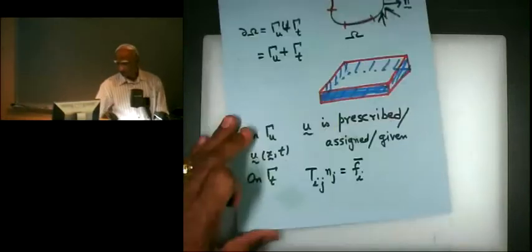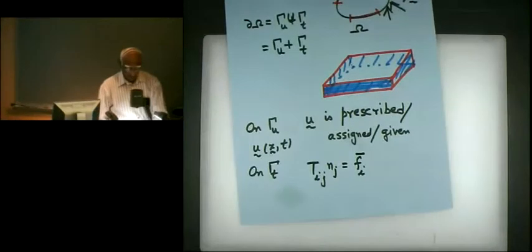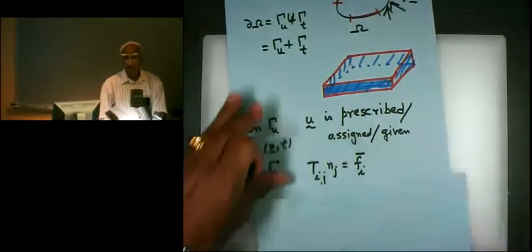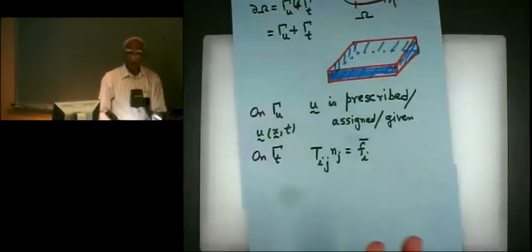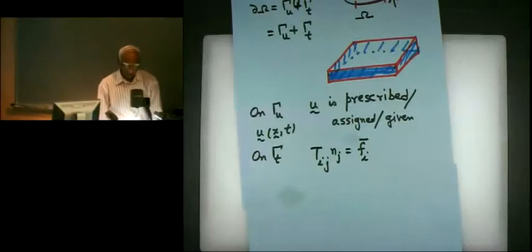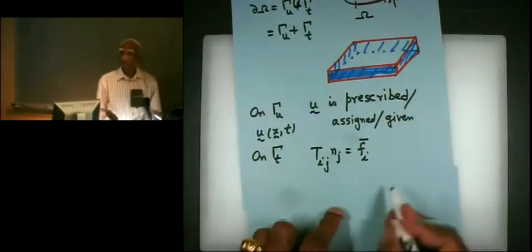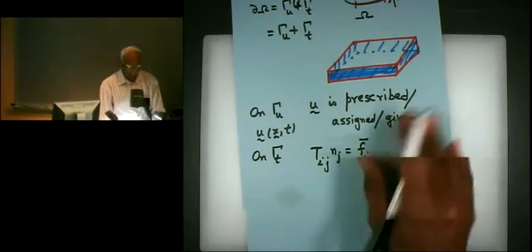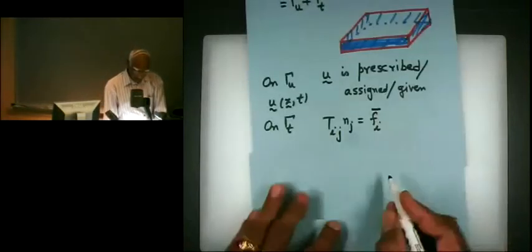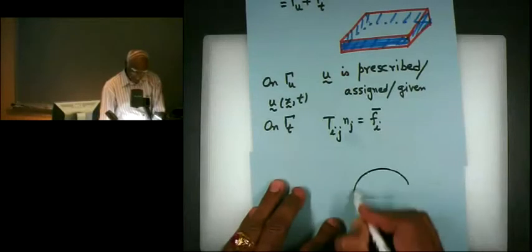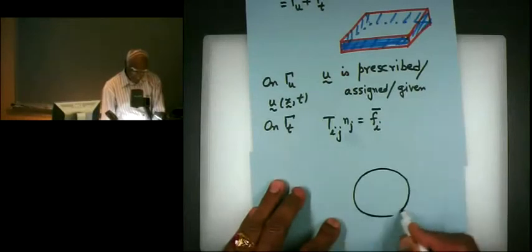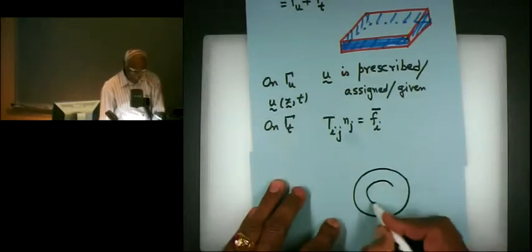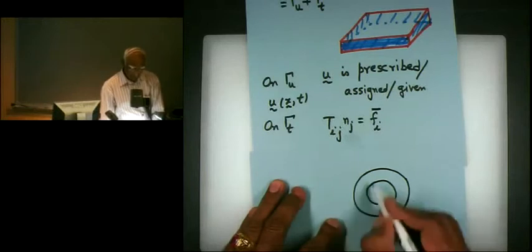So you are wondering, but what is this strange thing? Tij is the Cauchy stress tensor. That is, you evaluate that within the body. So let me give you a concrete example, say. Let's take a pressure vessel. So this is the cross section.